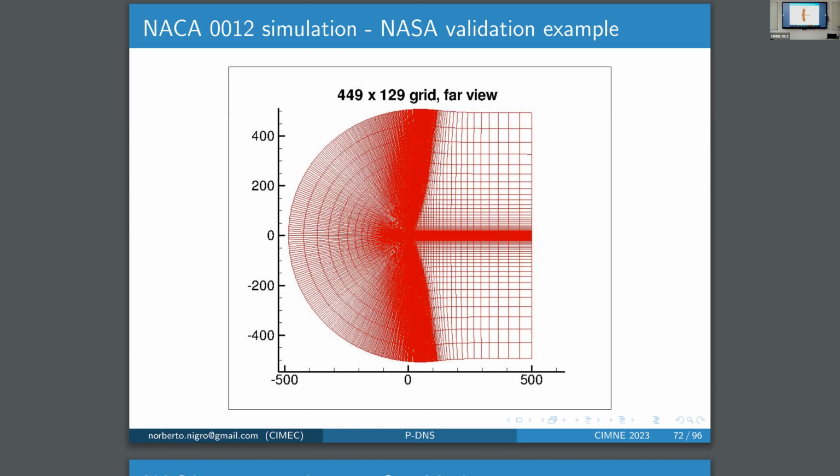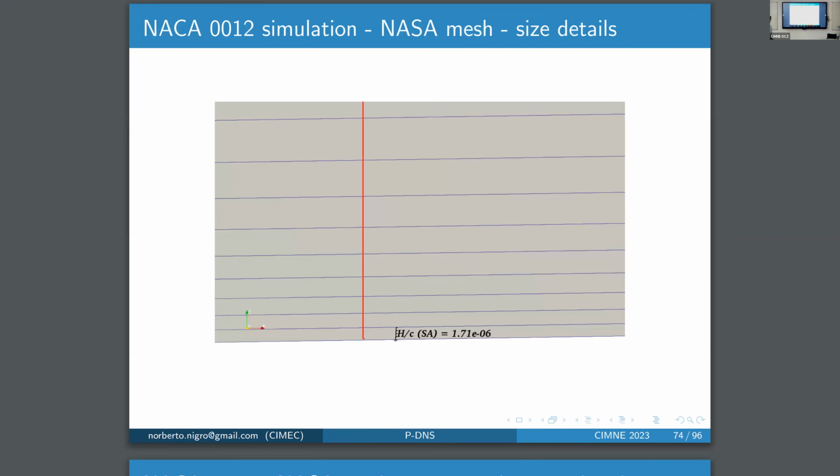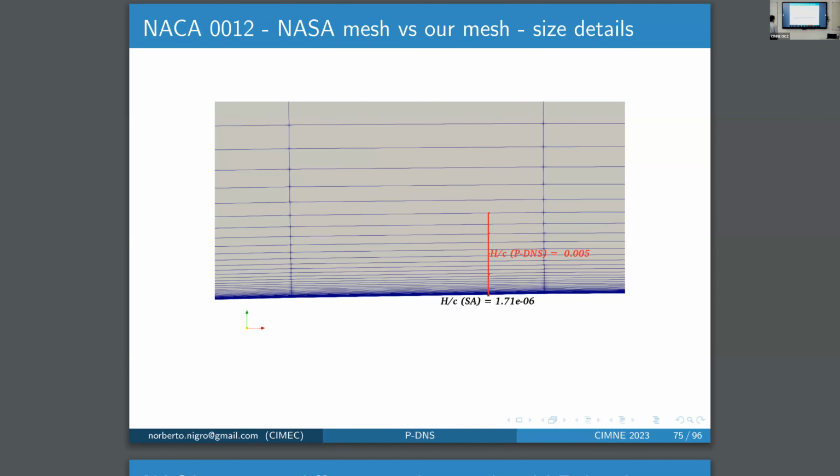And finally, we solve the NACA 12 simulation, validated with the NASA results. This is the mesh of NASA. It's a very, very fine mesh. We use a coarse mesh, a coarser mesh. For example, here you have the mesh of NASA, 1.79 microns of height, and here is our mesh. Our mesh is this one. Yeah, it's 5 millimeters.